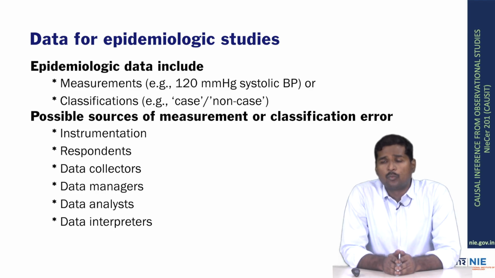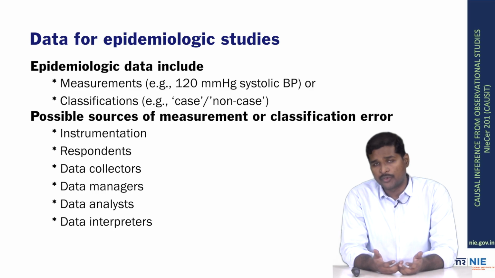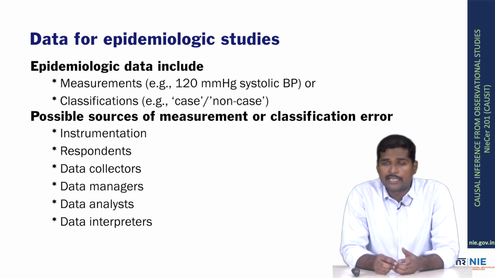Now let us see what are the possible sources of such error. So there are 6 possible reasons why information bias can occur. Number 1, instrumentation. I told you in the beginning of the lecture, if you use a faulty instrument, it can lead to information bias. The second source is respondents. The way in which respondents give answers to your questions can cause measurement error. Data collectors. How you train the data collectors can be a source of error. Data managers.